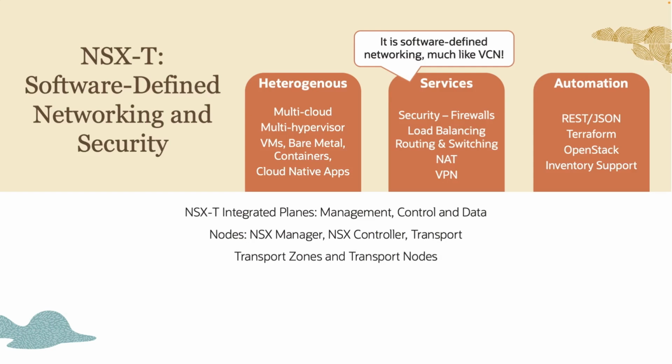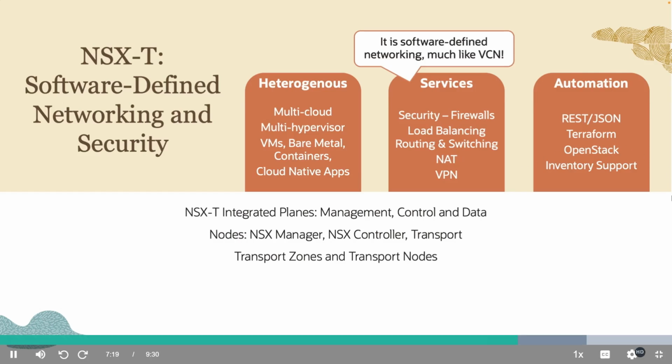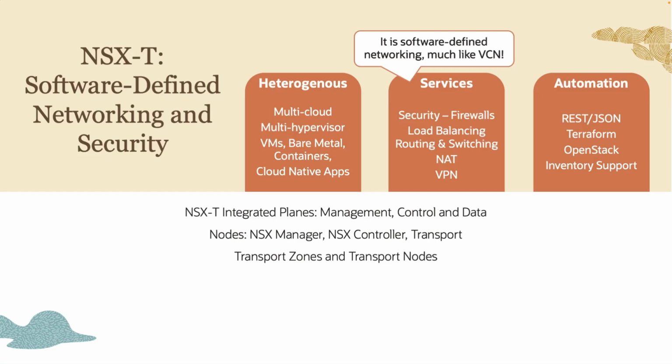A transport zone is a container that defines the potential reach of transport nodes. There are multiple types of transport nodes. Transport nodes could be the ESXi physical host, or it could be an NSX Edge that has the forwarding engines implementing together the data plane.